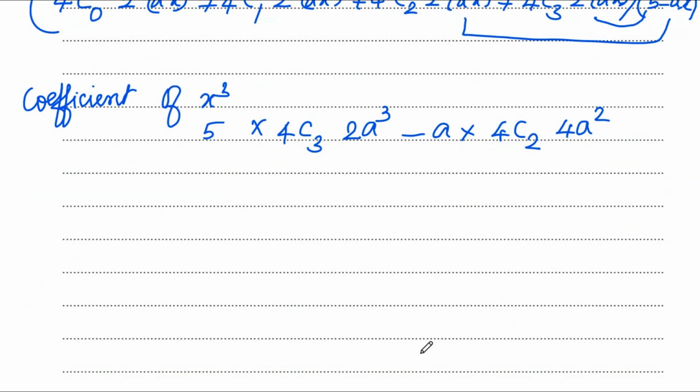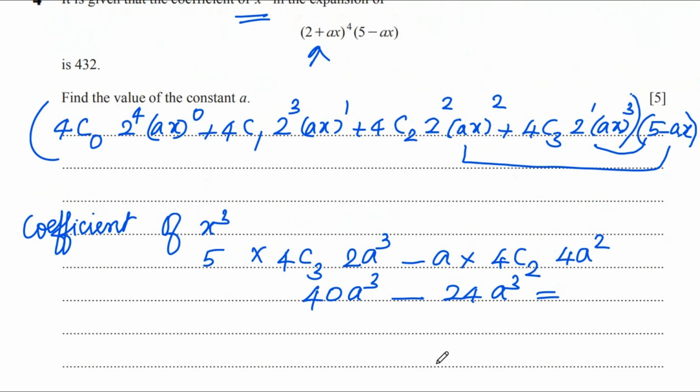So 5 multiplied by 4C3, which is 4. 5 multiplied by 4 is 20. 20 multiplied by 2 is 40. So 40a cube minus a multiplied by 4C2. 4C2 is 6. 6 is multiplied by 4, so 24a cube. And it is equal to 432.